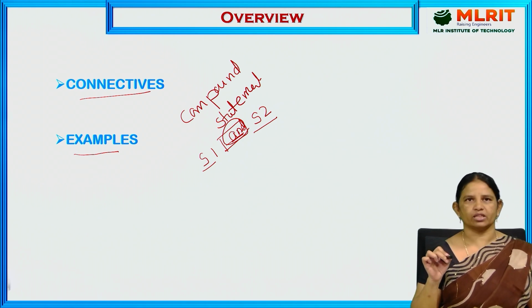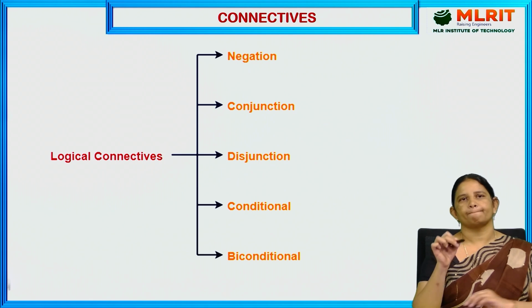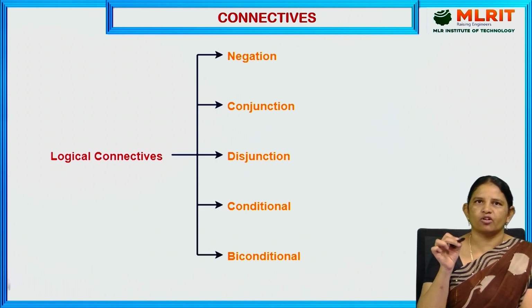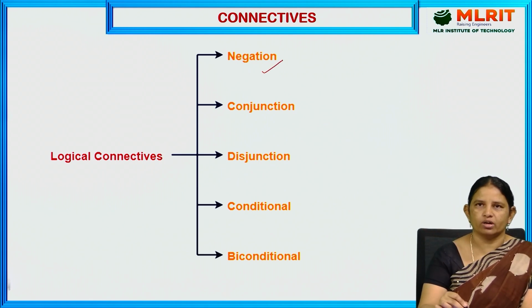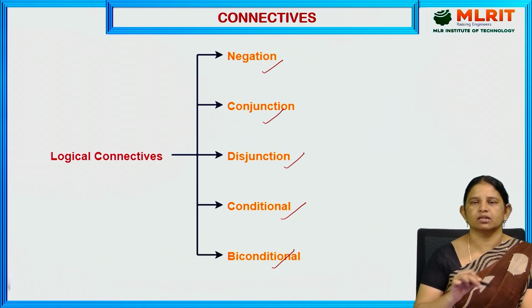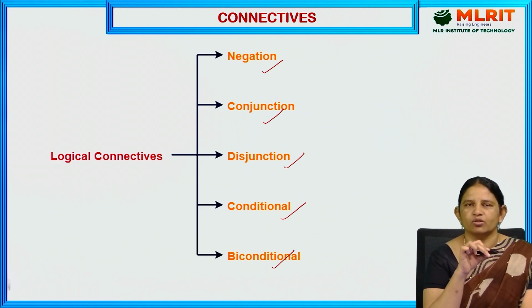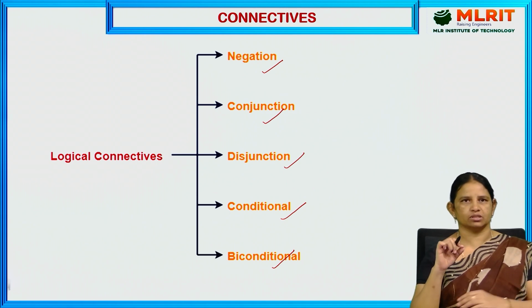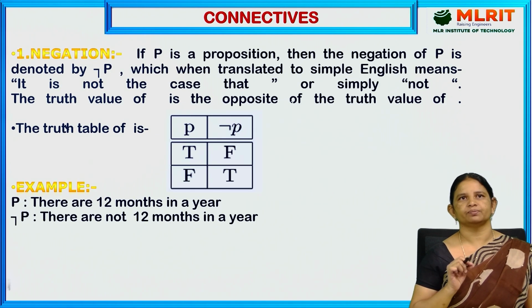In discrete mathematics, there are 5 connectives. The first one is called negation. The second one is conjunction. The third one is disjunction. The fourth one is conditional. And the fifth one is biconditional. Let us understand one by one with the help of examples what the different logical connectives are and how they are applied to the propositions.